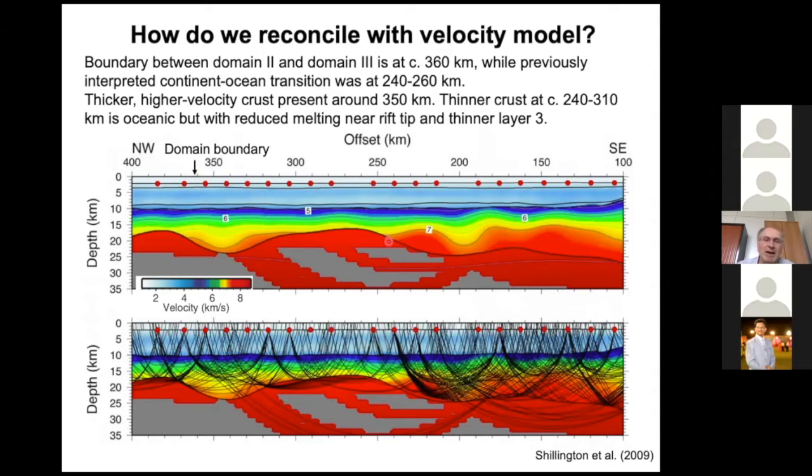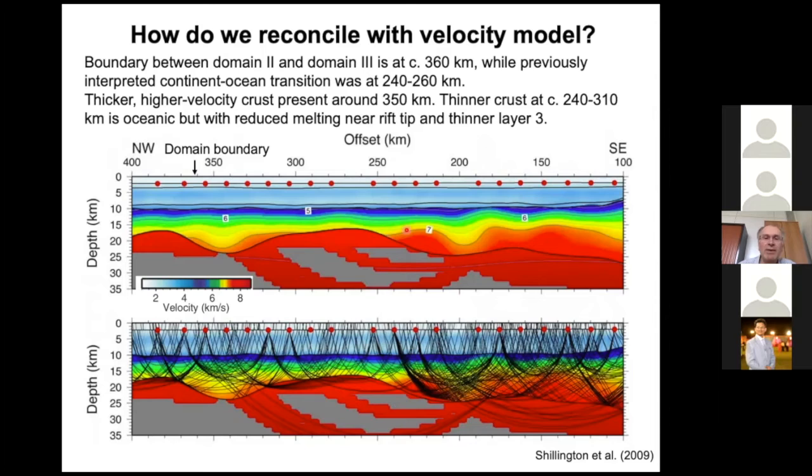So a revised interpretation that accounts for all of these data would be to say, well, actually this material in here that we'd interpreted as continental, perhaps it's not continental, perhaps this is just a much thinner oceanic layer. Perhaps we've removed most of layer three. And we do see in the ocean basins, where the crust is thinner, often it's layer 3 that's thinned preferentially.